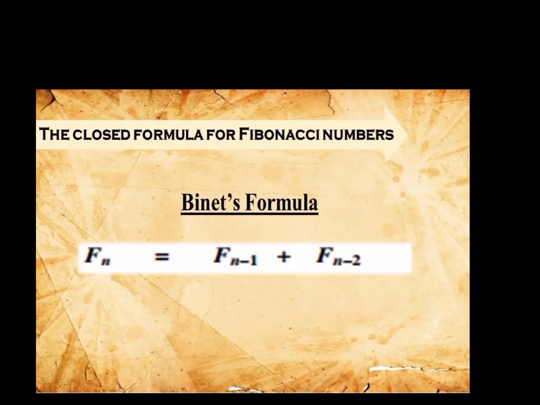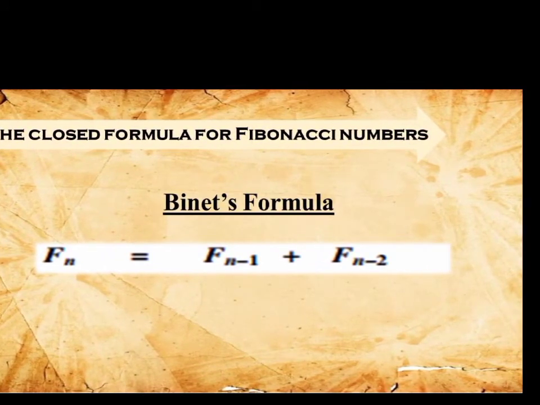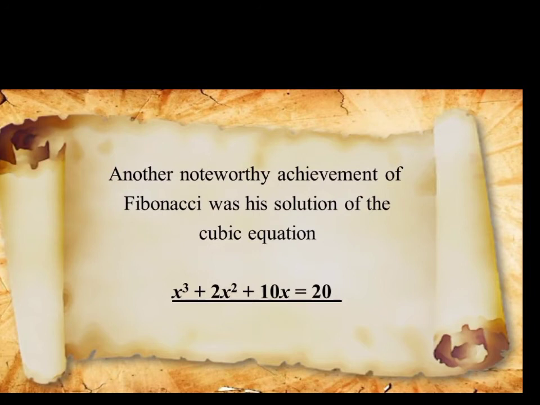Moving on to the closed formula for Fibonacci numbers. In 1843, Binet gave a formula, which is called Binet's formula, for the usual Fibonacci numbers. So we can use this formula for the Fibonacci equation. Another noteworthy achievement of Fibonacci was his solution of a cubic equation, which was reported.